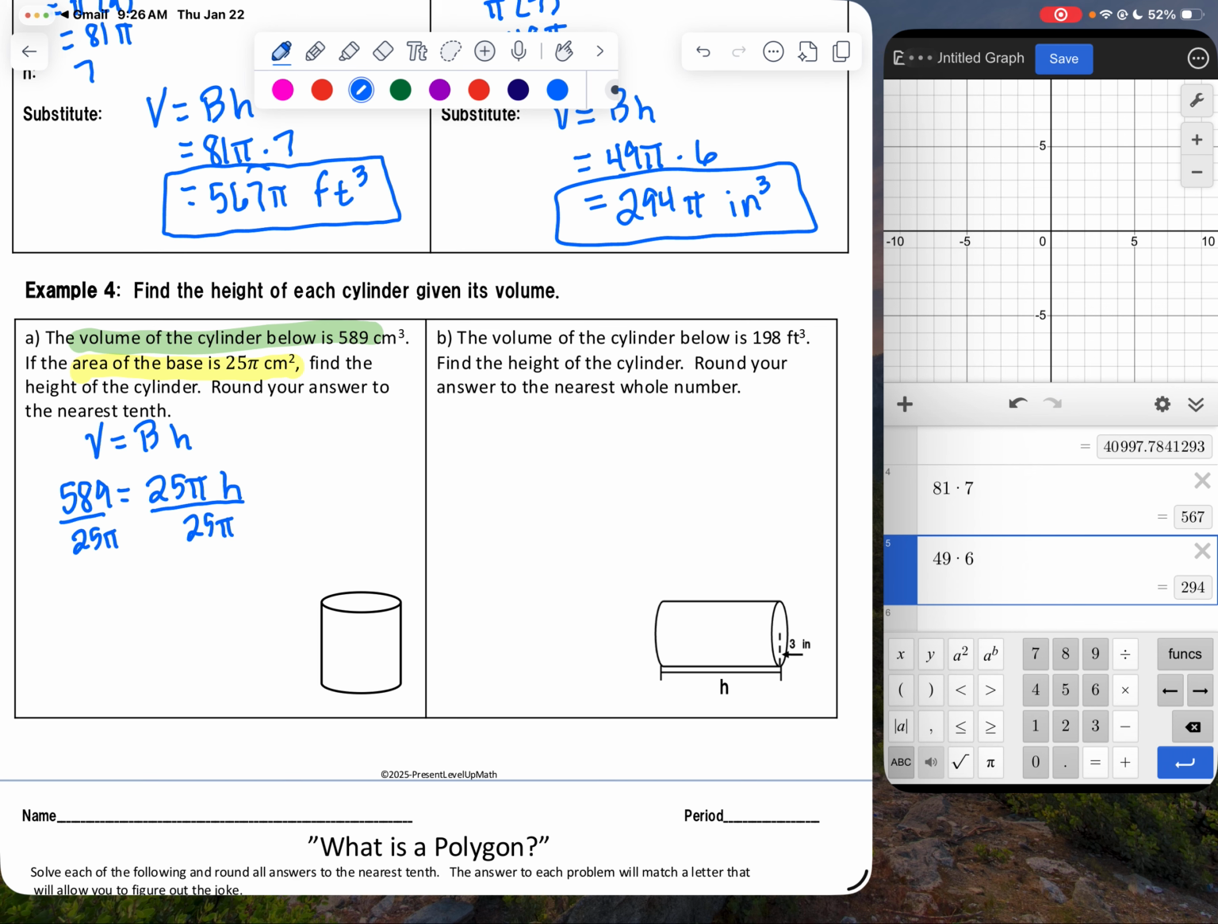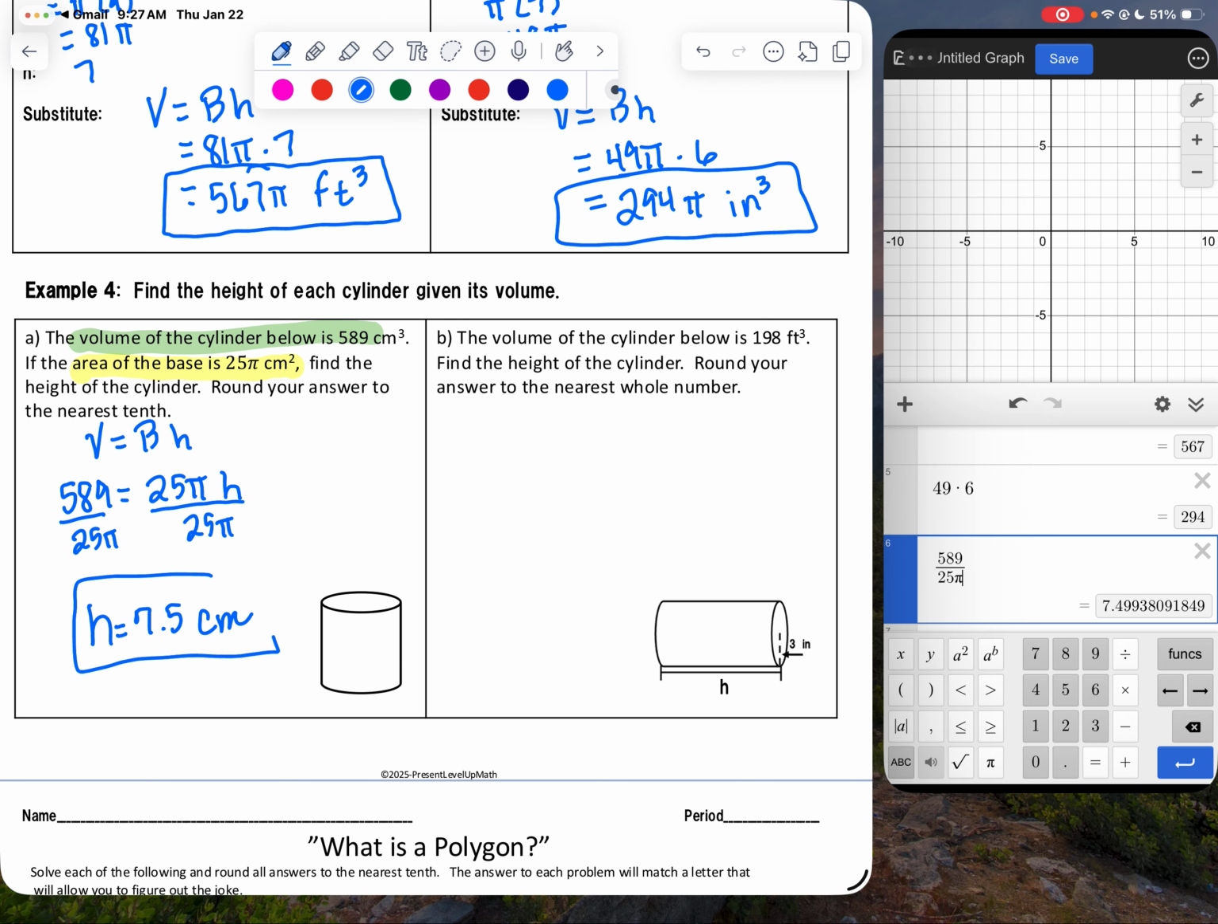Now, in this problem, it said round your answer to the nearest tenth. So we will be getting a decimal answer here. So 589 divided by 25 pi. So 7.499 means that our height of this cylinder is 7.5 centimeters.